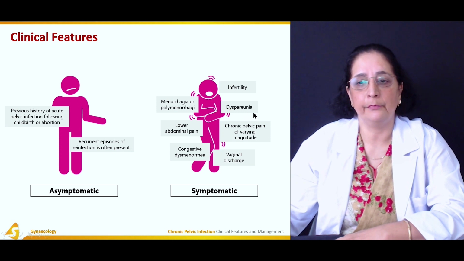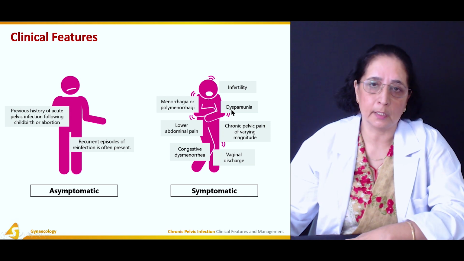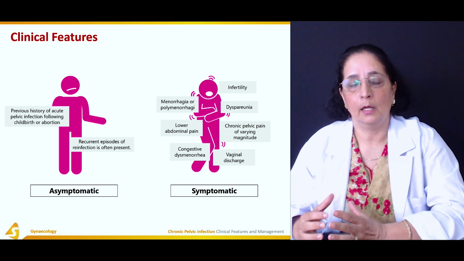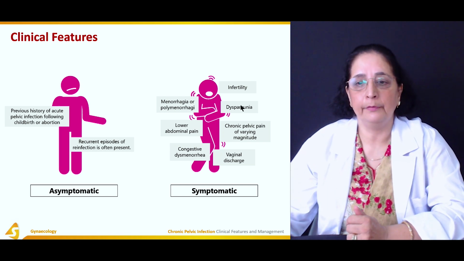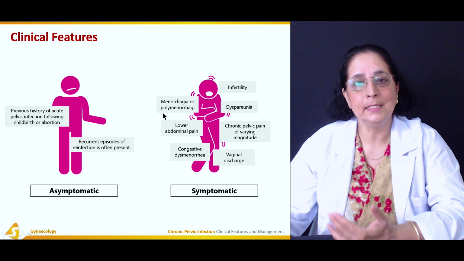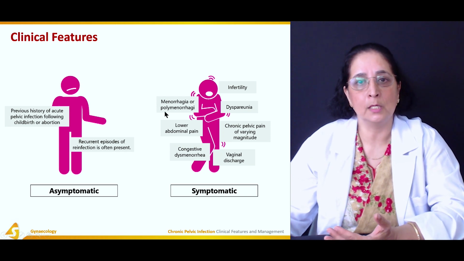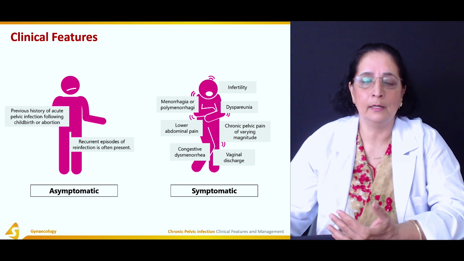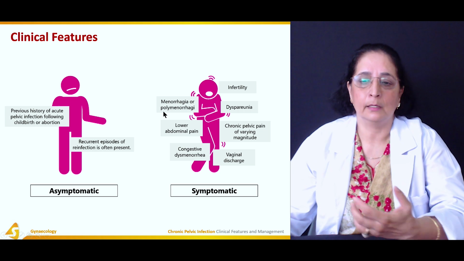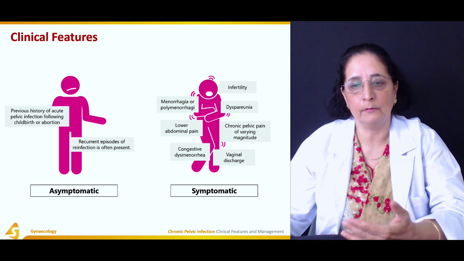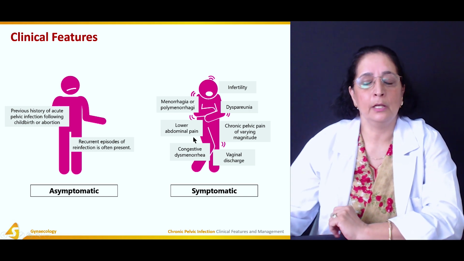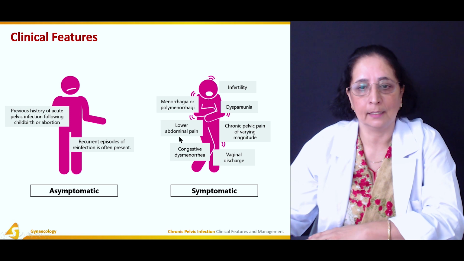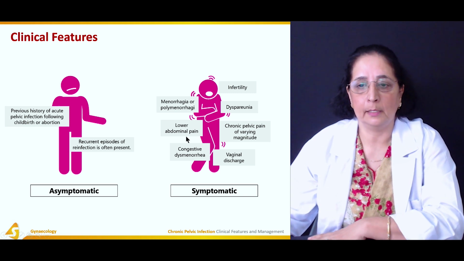Dyspareunia. Dys means difficult. It's good to know word parts. Sometimes it makes understanding the word very easy and simple. So dys means difficult. Poly means excessive. Mono is one. Bi is two. Tri is three. Similarly, poly means more than 3, 4 or 5. So polymenorrhea. Then patients complain of lower abdominal pain, very common.